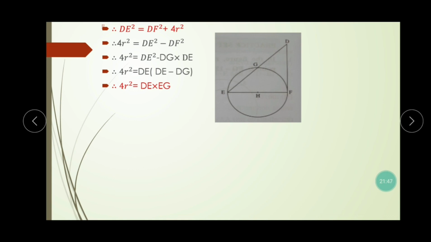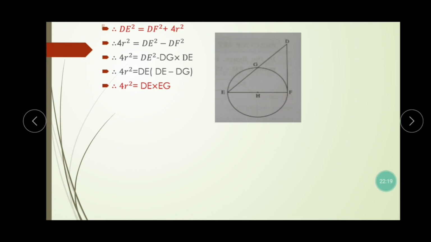So 4R square is equal to, now in this equation you see that DE is common over there, so I will take that out. So it will be 4R square is equal to DE in brackets, here DE is left and here DG is left. So it is DE minus DG. Now DE minus DG gives me what? It gives me EG. So 4R square is equal to DE into EG.